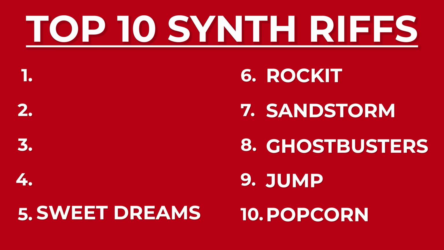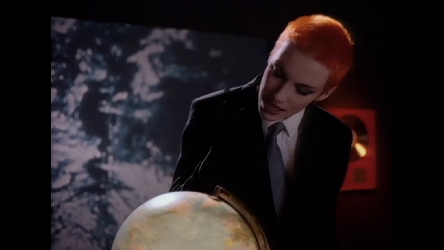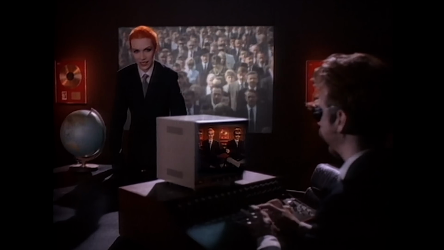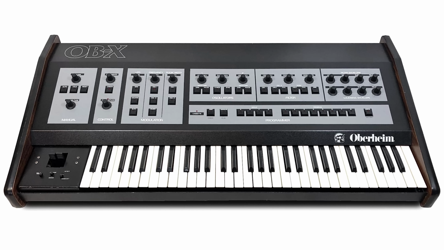Number 5, Eurythmics, Sweet Dreams. Beautifully haunting and iconic electro anthem from 1983, Sweet Dreams has a very, very complex synthesizer riff. Apparently, this is the result of Dave Stewart working on a sequence when Annie Lennox got off the floor and up on an Oberheim OBX and started counterpointing the synth parts. And that's how the double riff was born. Let me play both parts for you so that you can understand.